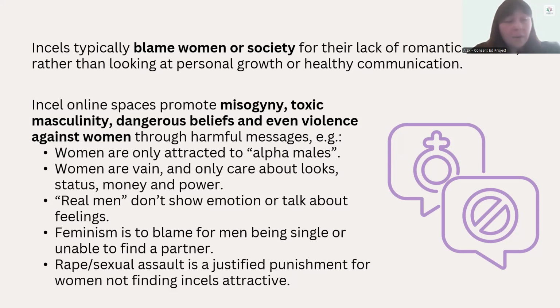And then on the really horrible end of the spectrum, with all of these things in mind, that rape or sexual assault is a justified punishment for women not finding incels attractive, or being selective about the kind of partners that they want. So in the incel community, it's pretty normalized to think that a woman deserves to be raped because she didn't pick you in the first place.